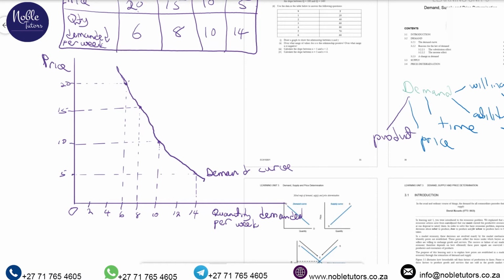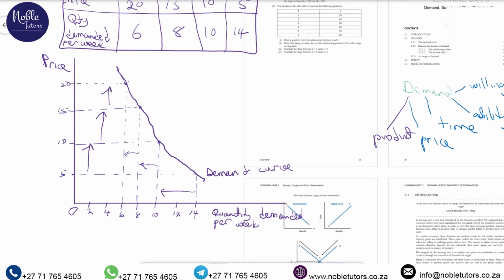It shows the inverse relationship between price and quantity demanded. Let's check. As price is increasing from 5 to 20, quantity demanded decreased from 14 to 10. And a further increase in price from 10 to 15 caused a further decrease in quantity demanded from 10 to 8. An increase in price from 15 to 20 caused a further decrease in quantity demanded from 8 to 6.